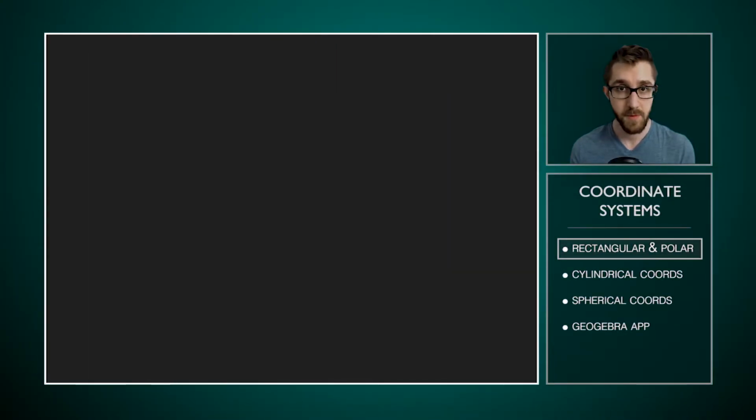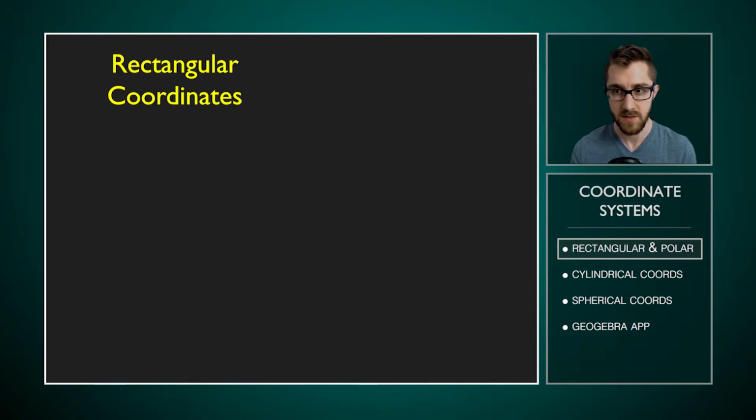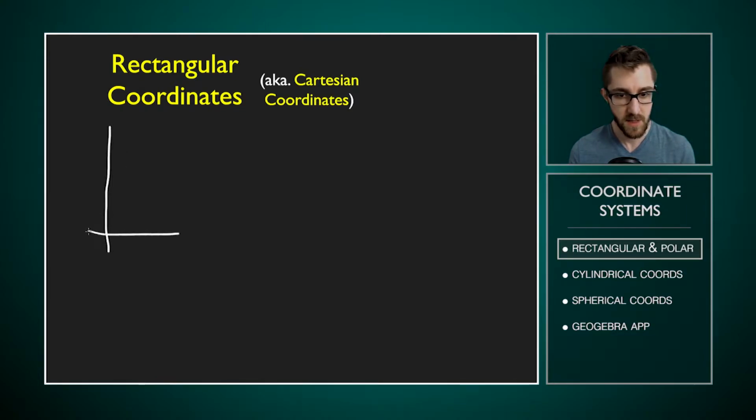So let's start with what we're used to. I'm going to call it rectangular coordinates. You might also sometimes see it called Cartesian coordinates. But it's what we mean when we say the x and y coordinates of a point in the plane. So here's x and y axes. And if we have a point, say here, how about 4, 2? Then we have an interpretation of what these numbers mean.